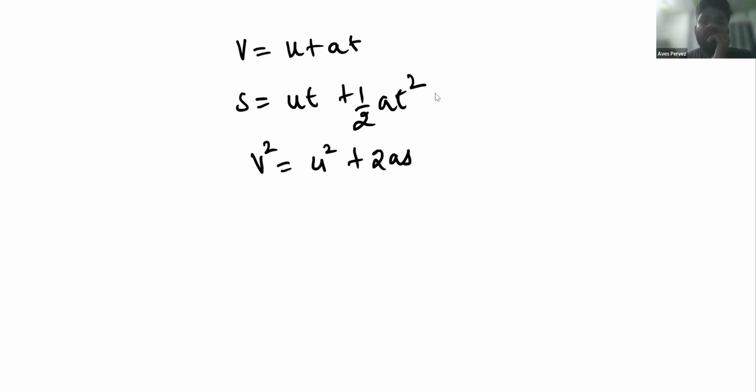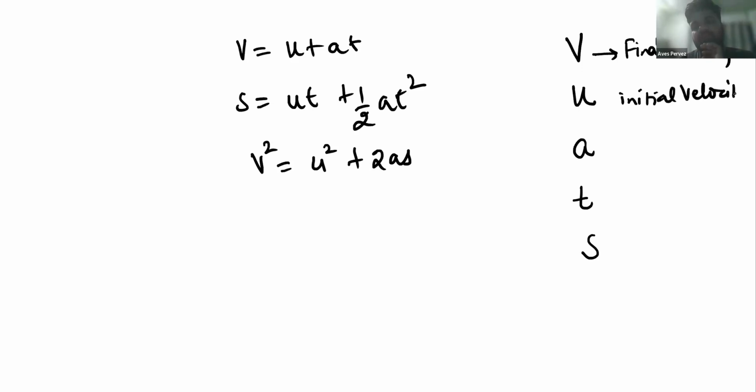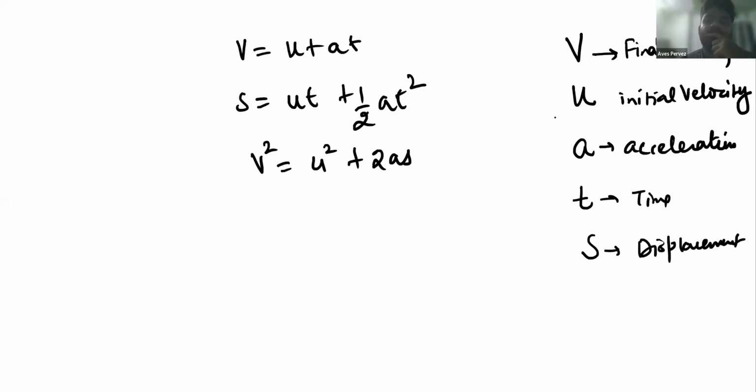Now you know what the five things are that appear across these equations: v, u, a, t, and s. V is final velocity, u is initial velocity, a is acceleration, t is time, and s is displacement or distance.